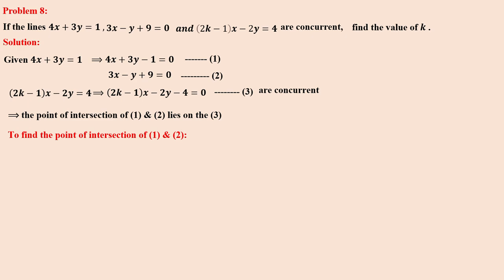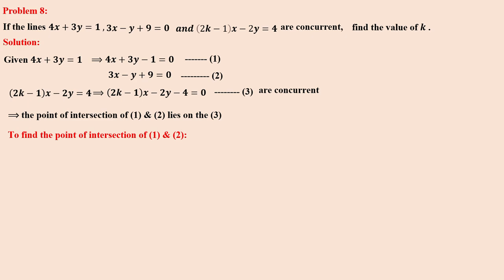You can find the point of intersection of 2 and 3, and prove this point of intersection lies on equation number 1. Or you can take 1 and 3 and find the point of intersection, and prove that it lies on the second one. Now we are going to find the point of intersection of 1 and 2, because that is the easiest way. In 1 and 2 there is no k, that is why I am taking it like this.